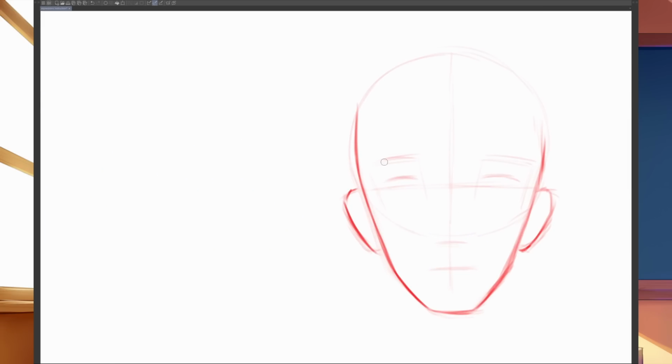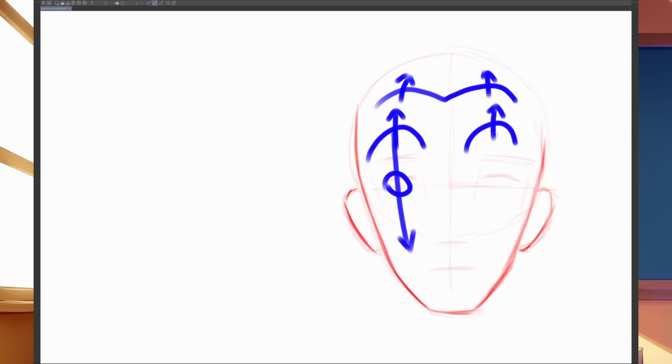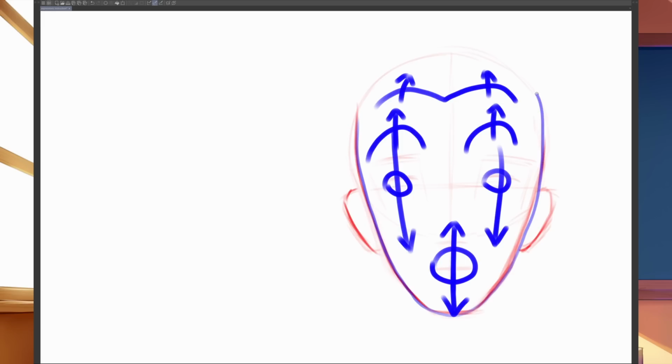Then, we've got one of the really easy expressions. This one is surprise. With this expression, everything on the eyes will lift up and get wider from the eyes all the way to the top of the forehead, and the eyes will also widen down.